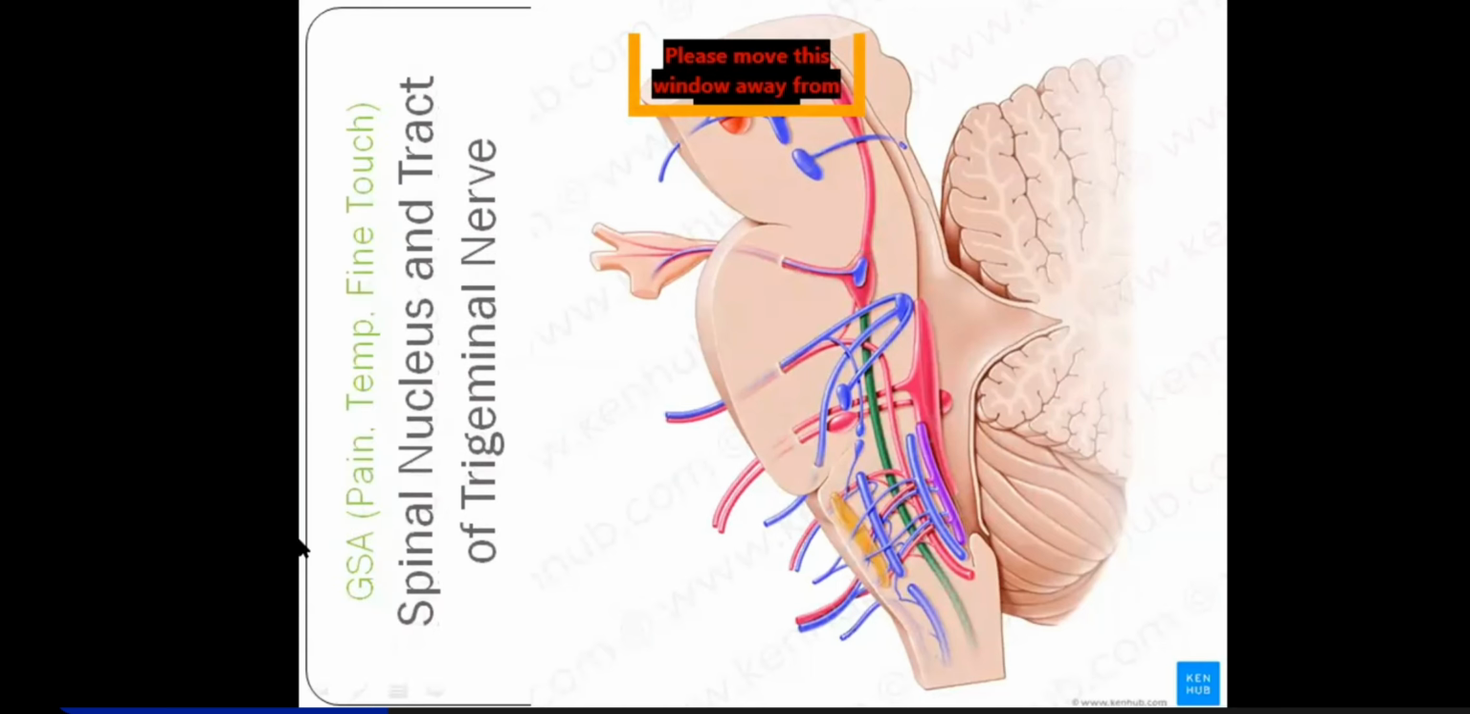Then the general somatic afferent also includes the sensations of pain, temperature, and fine touch. These sensations from the pinna will be brought in through the facial nerve, and they will relay in the spinal nucleus of the trigeminal nerve. You can see the spinal nucleus reaching down into the spinal cord. That's why it's called spinal nucleus, and it reaches to around the C2 spinal segment.